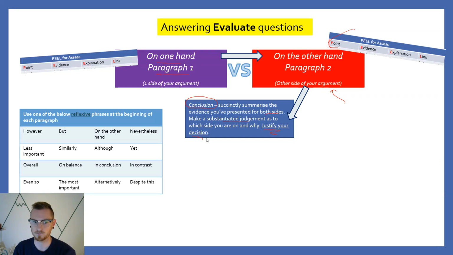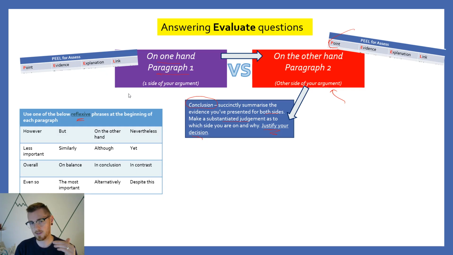Lastly, at the beginning of the paragraphs, use reflexive phrases. I would just use on one hand, on the other hand, overall. On one hand of the argument, on the other hand of the argument, overall, I am on the following side because, and justify it. Okay, I did evaluate quickly.